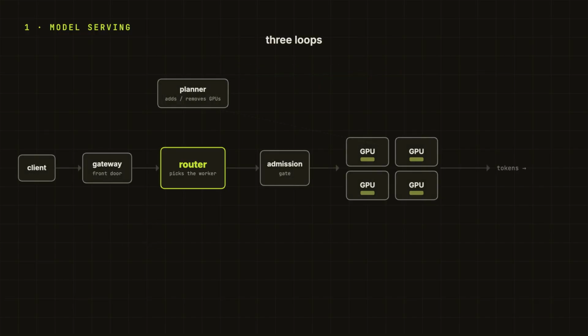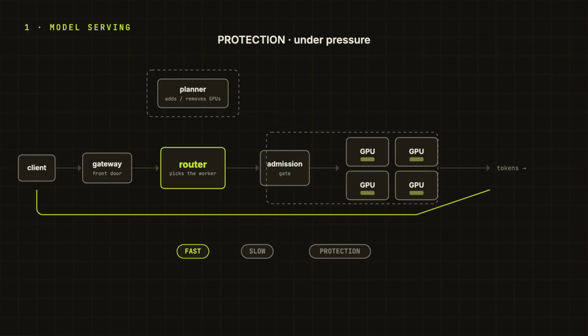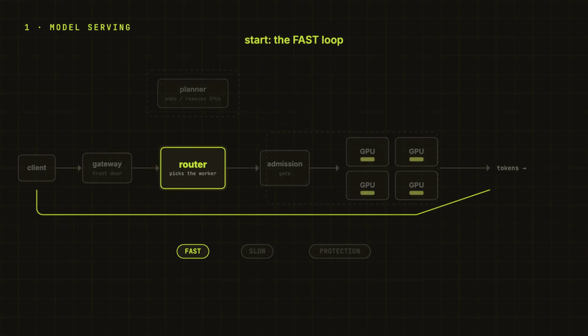And at a high level, the machine answers that in three loops, and the whole rest of this video is just these three. There is a fast loop that runs on every single request, the router. There is a slow loop that changes how many GPUs we even have, the planner. And there is a protection loop for when there is too much traffic or something breaks. Fast, slow, protection. Keep those three things in your head, and everything we build drops into one of them. So let us start with the fast loop, the router looking at one request, because it turns out even describing the request is where the classic model falls apart.